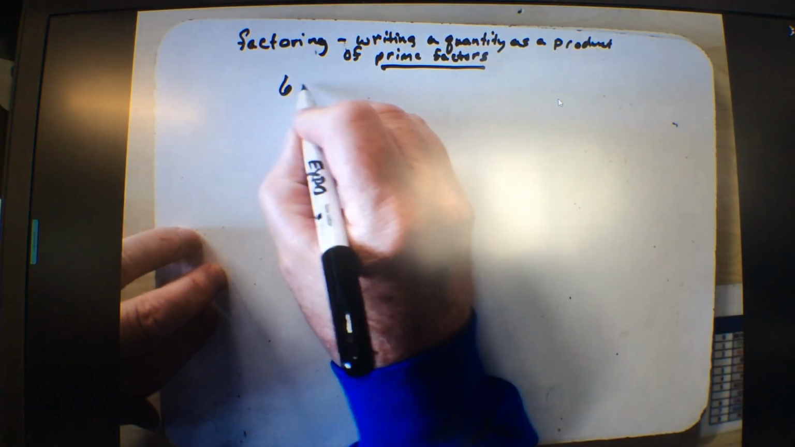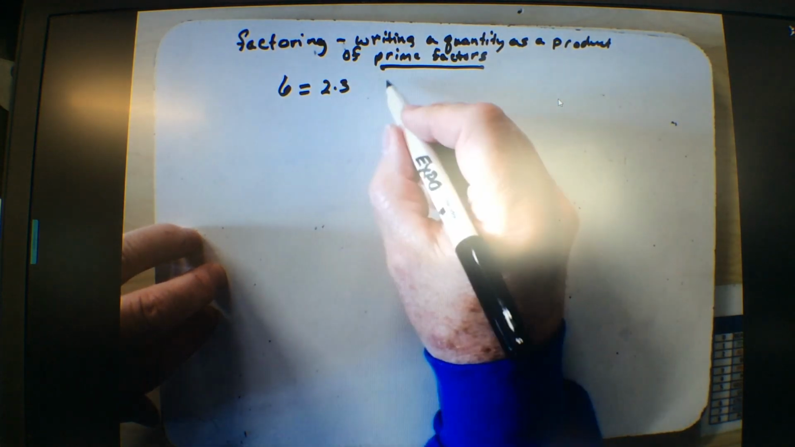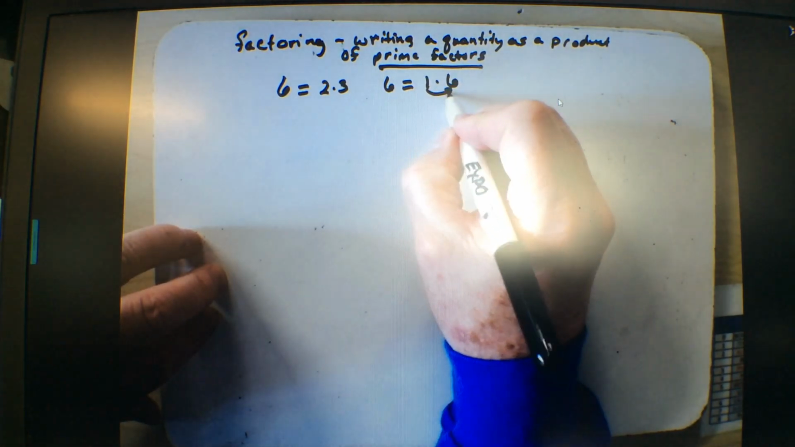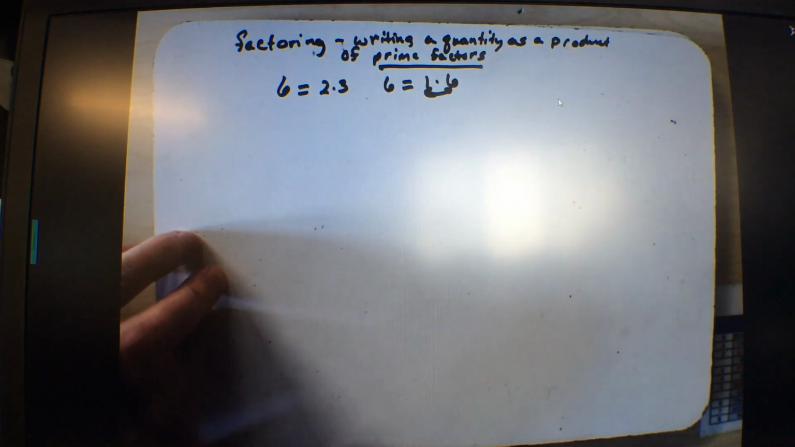Now we cannot say 1 and 6. If I say 6 equals 2 times 3, this is called factoring. I cannot say that 6 equals 1 times 6 because neither 6 nor 1 is prime. What does it mean to be prime?